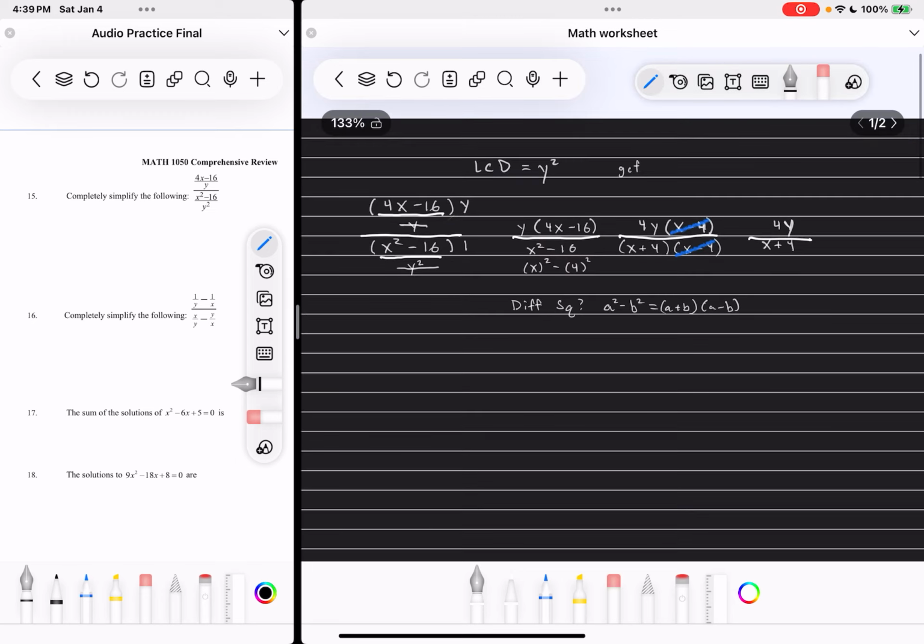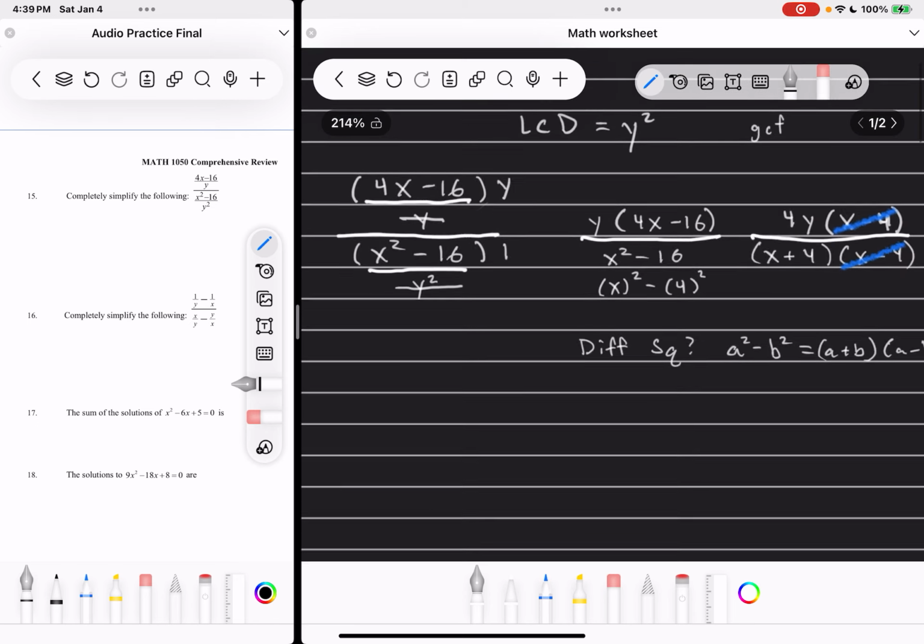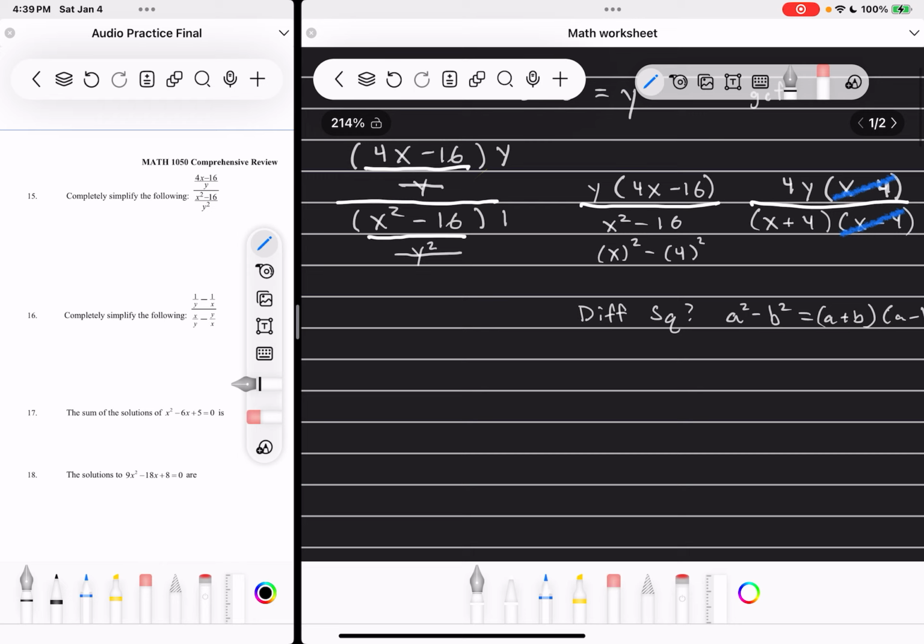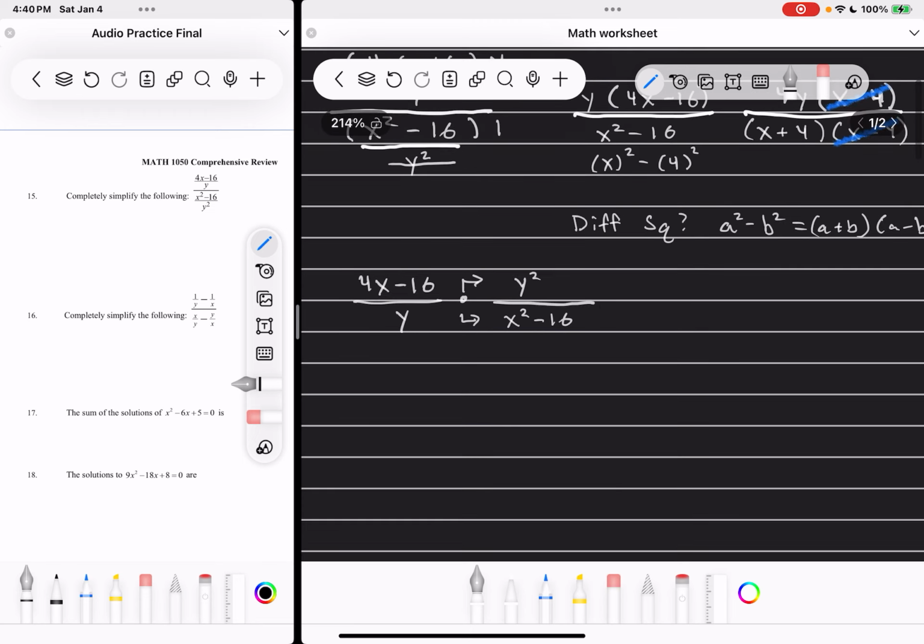Now, if you wanted to do this question horizontally, you still can. The only difference is you need to remember that your numerator and your denominator need to be flipped. So we would have 4x minus 16 over y times, here's my flipping symbol, y squared over x squared minus 16. At this point, we ask ourselves the exact same question before. Is there a GCF, and is it a difference of squares? We already know based on what we already did that yes, they are.